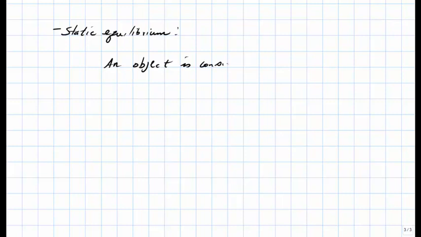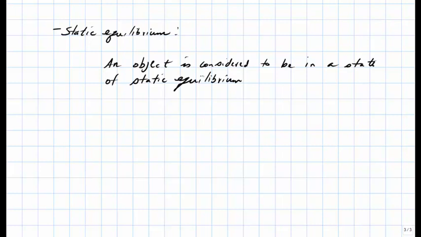We will now introduce the topic of static equilibrium. Starting with the definition of a static object. An object is considered to be in a state of static equilibrium under one of the following conditions.